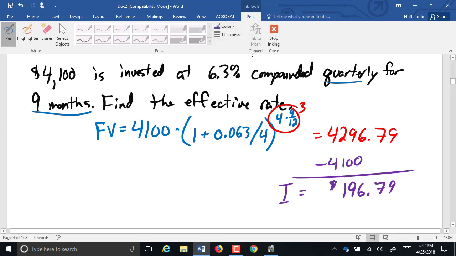So we use that back in I equals PRT. 196.79 equals our principal, 4,100. R is the rate that we're trying to find. Our time is 9 months. And I'm moving really fast. Can you slow down so we can catch up a little bit?